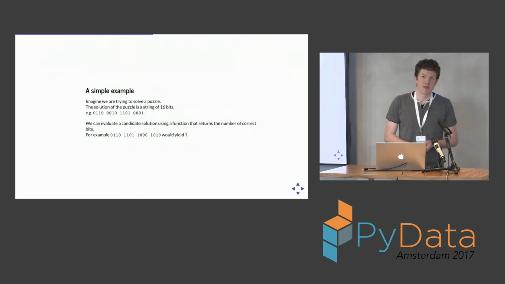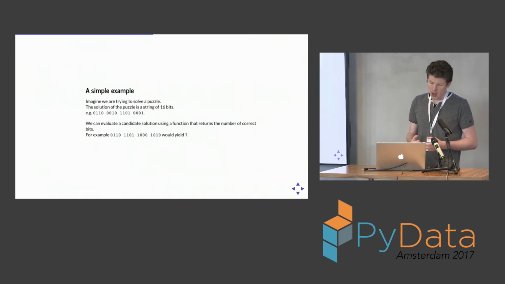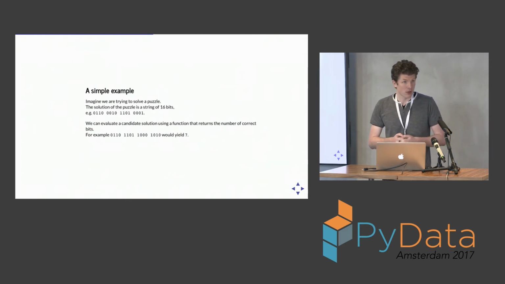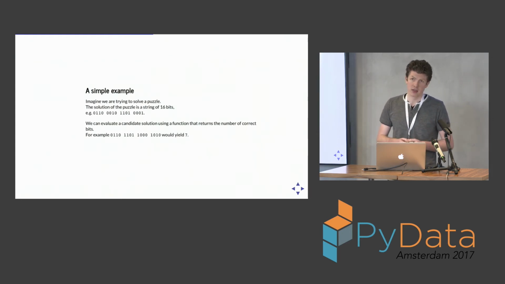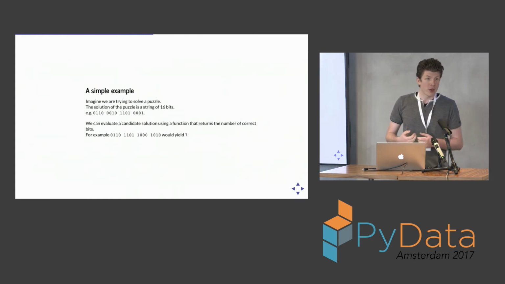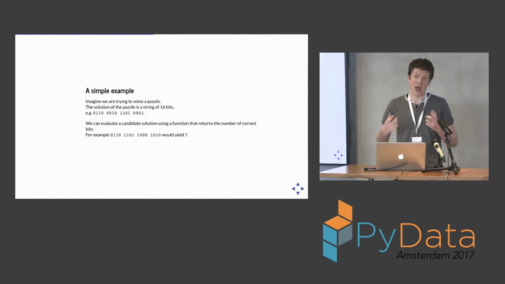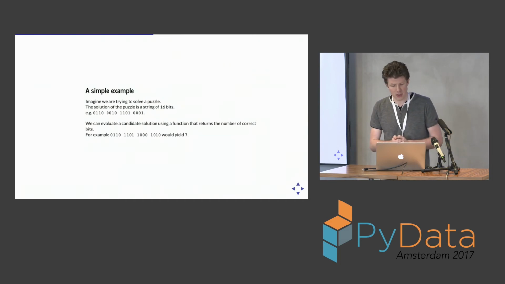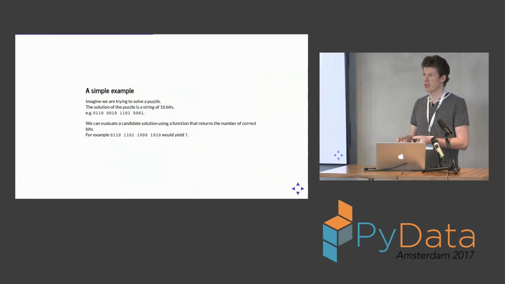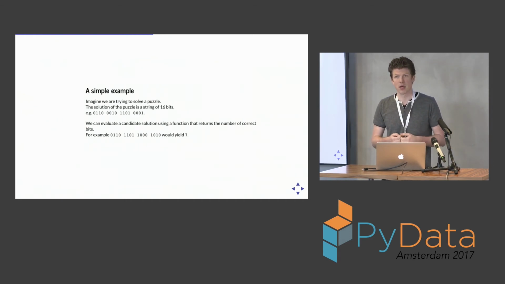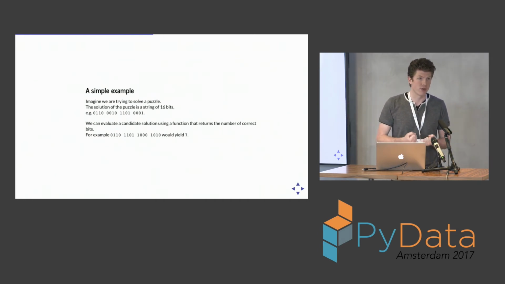So first, let's take a very simple example. Imagine we're trying to solve a puzzle, and the solution of this puzzle is a 16-bit string, for example the one I show right here. What we can do to solve this puzzle is take a candidate solution, so any string of 16 bits, and then there is a hypothetical function that tells me exactly how many of the bits are correct. So in this example at the bottom here, this function would yield 7, telling me that 7 of the bits are correct.